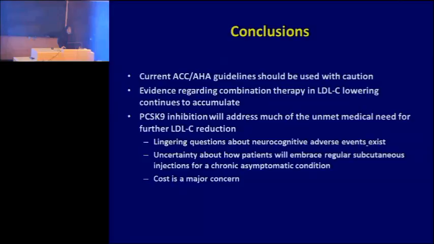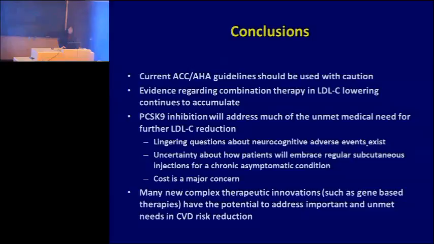There is uncertainty about how patients will embrace regular injections. Patients with diabetes take insulin injections if they need to, but hypercholesterolemia is a chronic asymptomatic condition. How long are they going to take injections for this, for primary prevention in some cases? And cost is a major concern. And there are many new complex therapeutic innovations that are being worked on and that have the potential to address unmet needs for cardiovascular risk reduction.